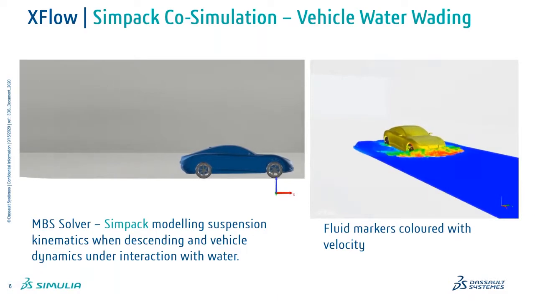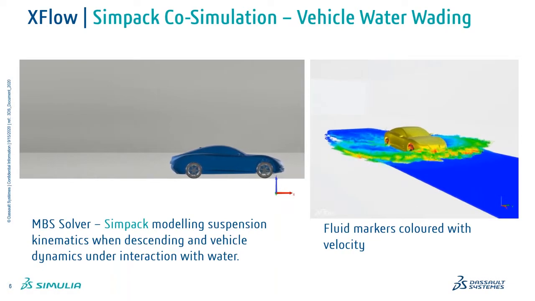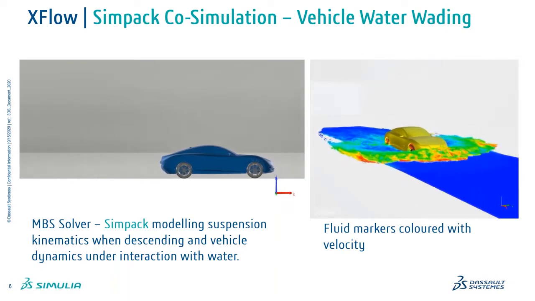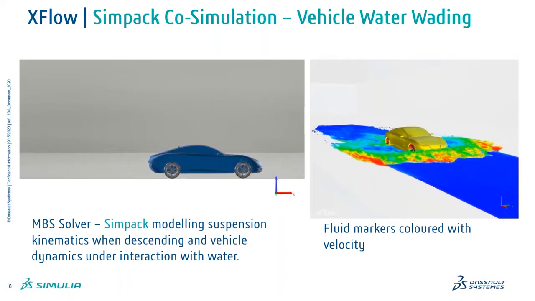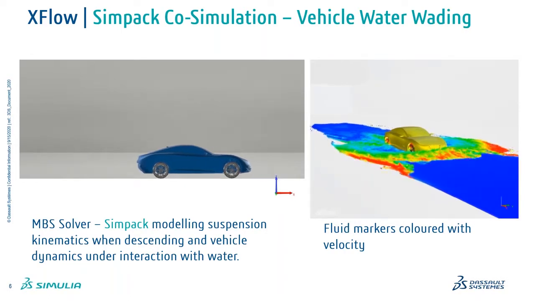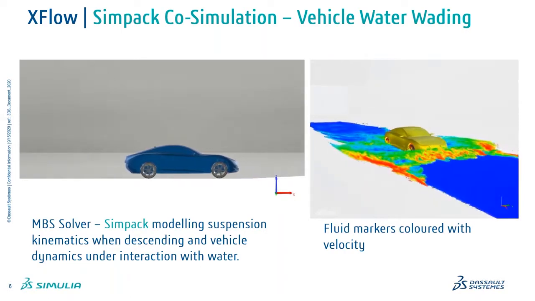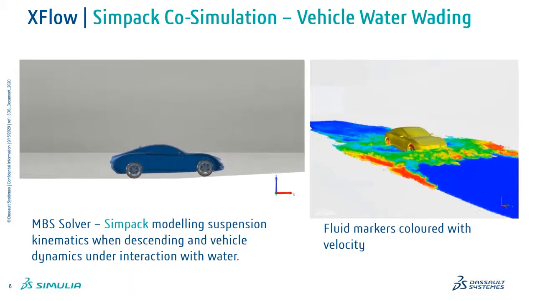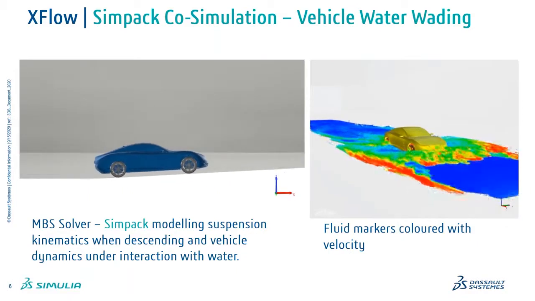Okay, and on the right-hand side, I'm actually showing what the fluid is doing, the fluid side. You can even see on the left how the car is being slowed down by the force of the fluid again. And just to go back to the right-hand side, sorry, you're seeing the actual graphical representation of the fluid markers, which are coloured with velocity, so you can see what the fluid is doing.